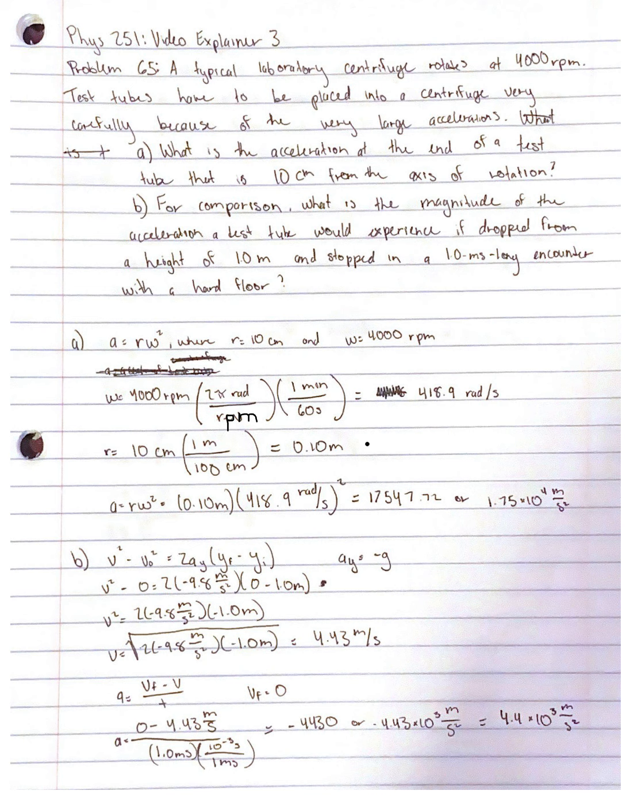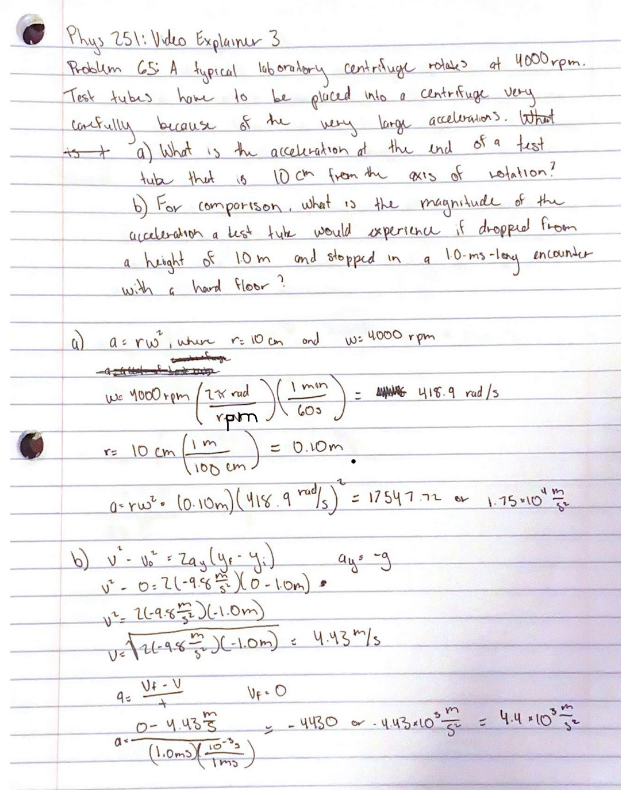To convert our distance, we just need to go from centimeters to meters. So we take 10 centimeters times 1 meter divided by 100 centimeters, and this gives us 0.10 meters.